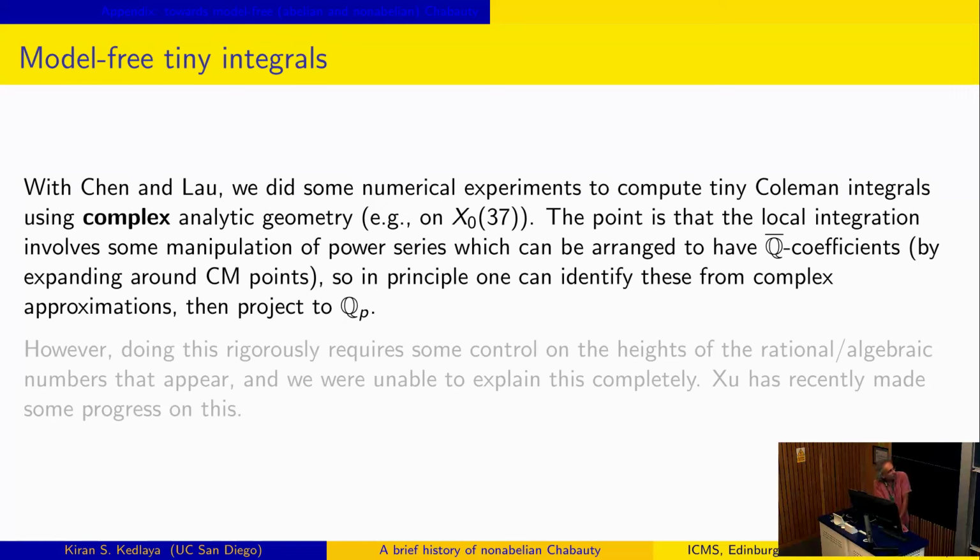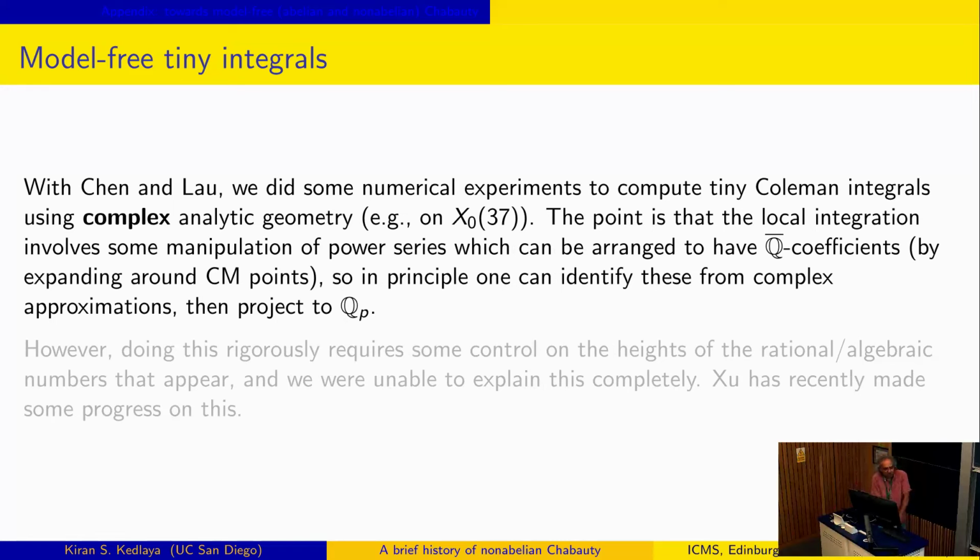So with Mingjae Chen and Junbo Lau a few years ago, we did some numerical experiments about computing tiny Coleman integrals, where essentially we used complex geometry instead of p-adic geometry, which sounds a little bit crazy because the complex numbers and the p-adic numbers don't communicate that well. But they do if you're talking about elements of Q bar. And the point is that you can set things up carefully so that you're really talking about power series over Q bar. For instance, if you expand everything around CM points, you get stuff in Q bar by complex multiplication theory.